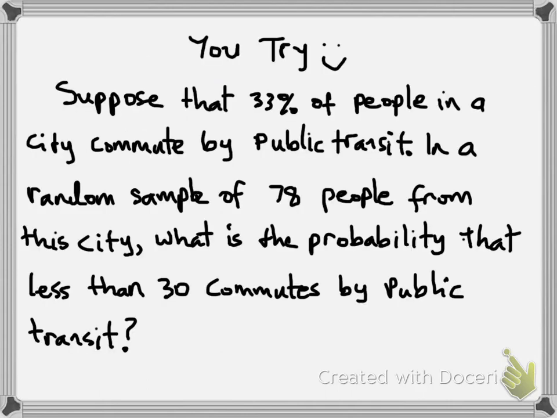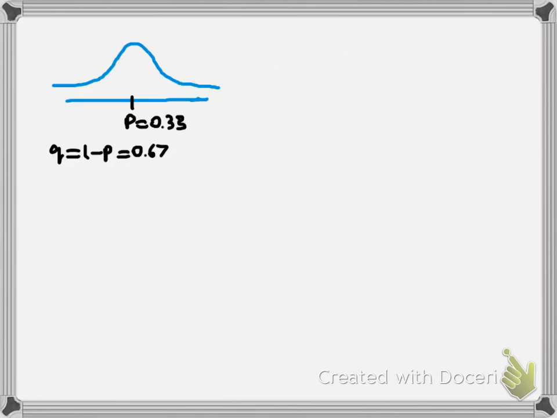Sorry, let's read the question. So the question says, suppose that 33% of people in a city commute by public transit. In a random sample of 78 people from this city, what's the probability that less than 30 people will commute by public transit? So the picture we're looking at looks like that. The population proportion is 33%, and you can calculate Q from that as 67% or 0.67. You want to find the probability that in a sample of 78 people, 30 or fewer commute by transit.